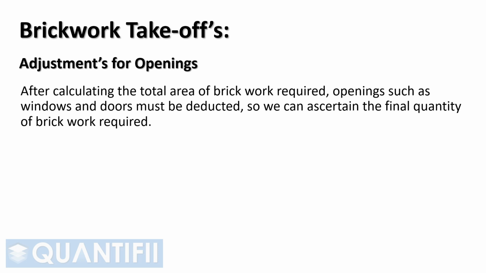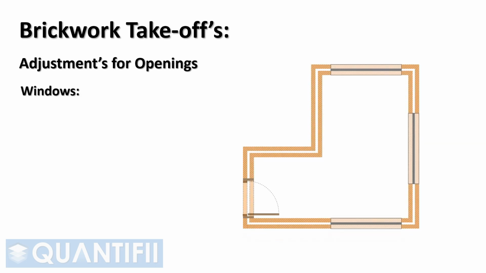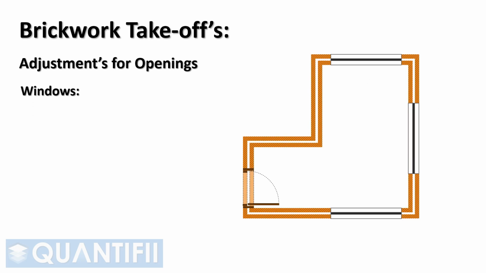Moving on to adjustments for openings. After calculating the total area of brickwork required, openings such as windows and doors must be deducted so we can ascertain the final quantity of brickwork required. The building has 3 windows, which we need to deduct. For this exercise, we can assume the windows are 800 millimeters wide by 1.2 meters high.